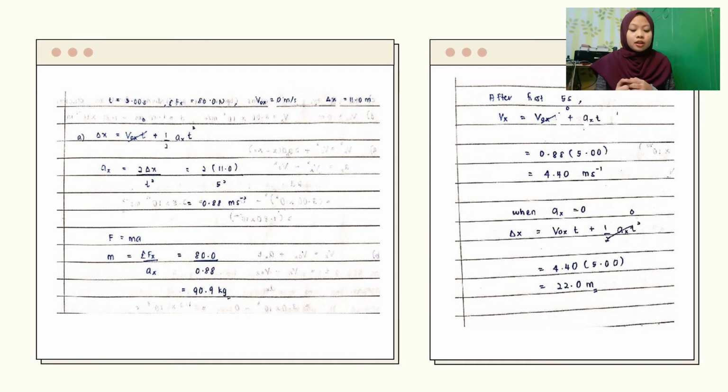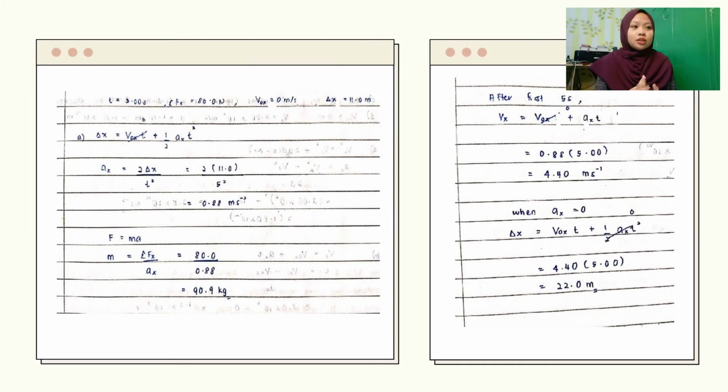So we get a equal to 2 times the change in x divided by t squared. We substitute the values, and we get the acceleration is 0.88 meter per second squared. Since we already have the acceleration, we can directly substitute into F equal to ma, and we get the mass, which is 90.9 kg.